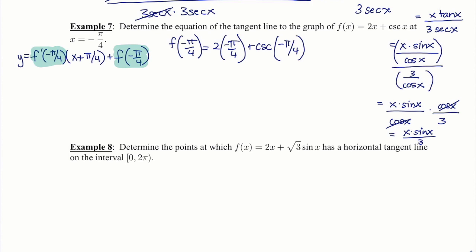Cosecant is the reciprocal of sine. Sine of negative pi over 4, down here in quadrant 4, that point on the unit circle would be square root of 2 over 2, negative square root of 2 over 2. So the sine value is negative square root of 2 over 2. The reciprocal of that would be 2 over negative square root of 2. And that simplifies to negative square root of 2. So if we clean this up a little bit, we'll have negative pi over 2 minus square root of 2 for the function value.